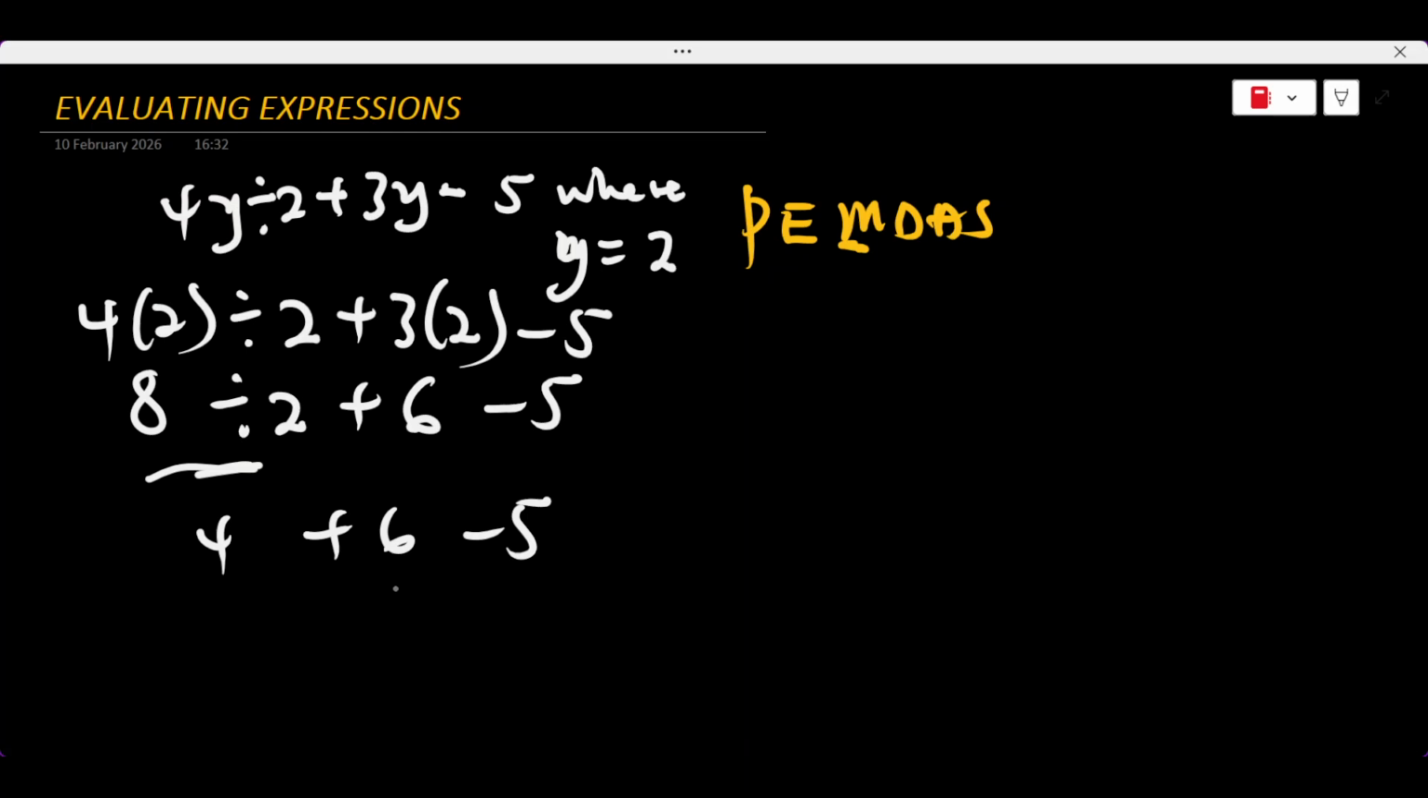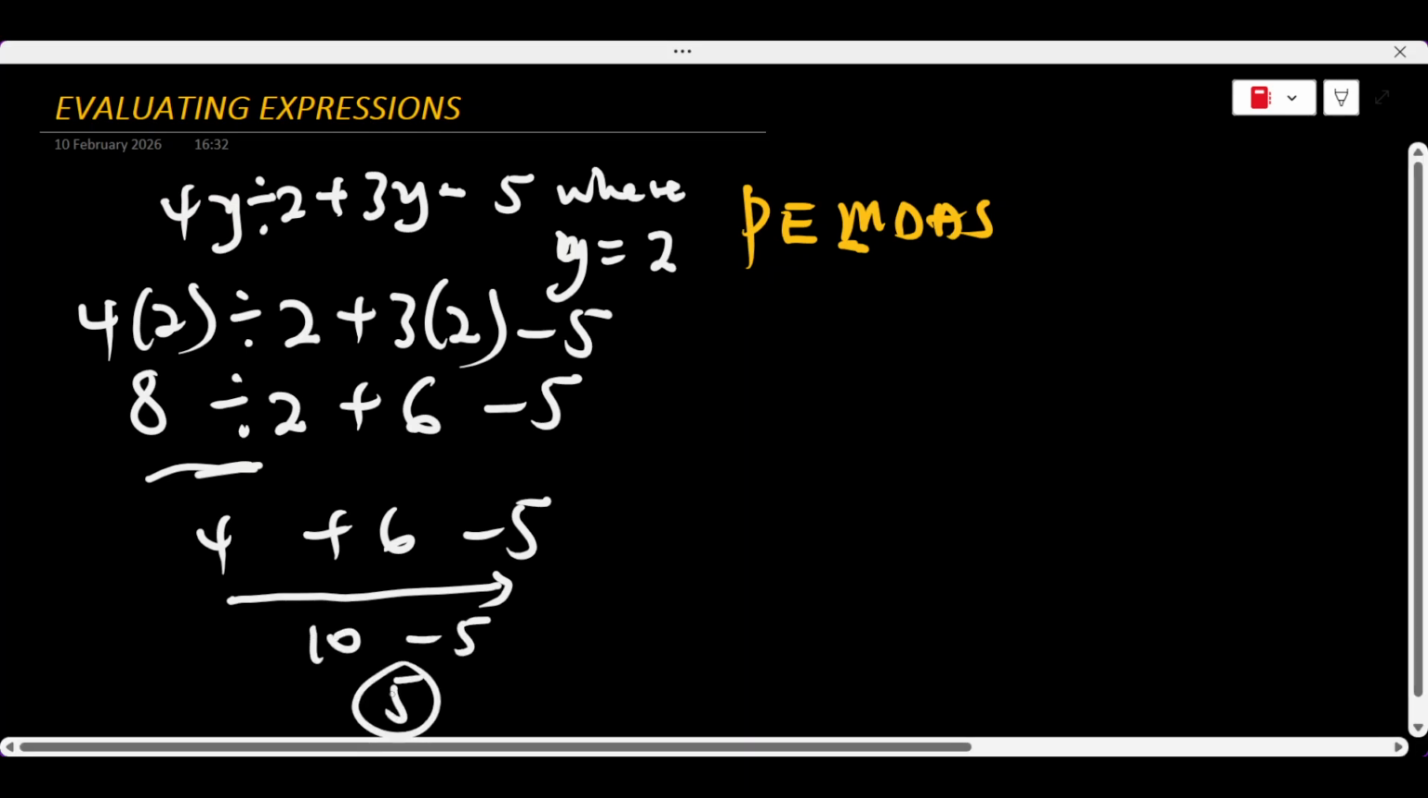And as I said earlier from the beginning, anytime addition and subtraction follow each other, you solve from where? Left to right. So 4 plus 6 gives us what? 10 minus 5. 10 minus 5 gives us what? 5 as our final answer.